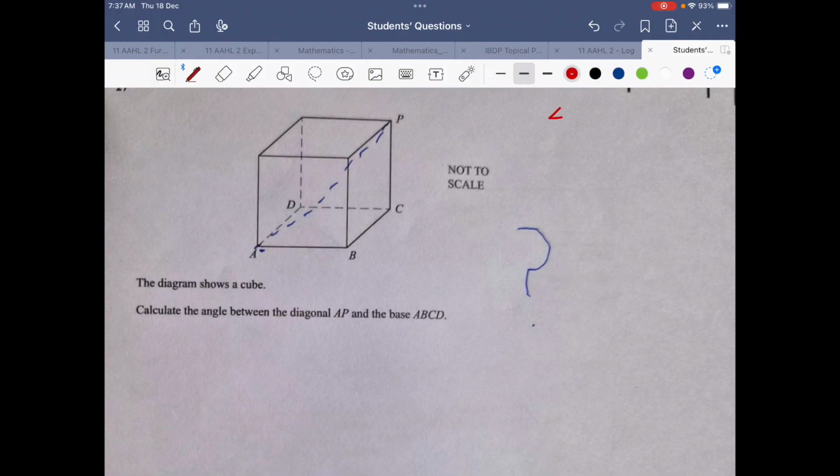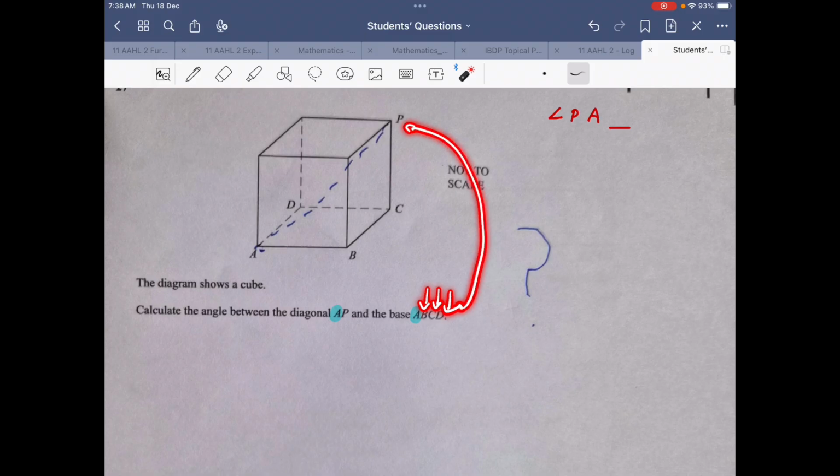Now the angle that we're dealing with must be in between AP and ABCD. So you look for the common letters. In this case it is letter A. So this letter will be in between. And since it came from the line AP, P will be included. So it is angle PA, with the last letter being PAB, PAC, or PAD. So which angle could it be? How do we decide on that based on this letter?